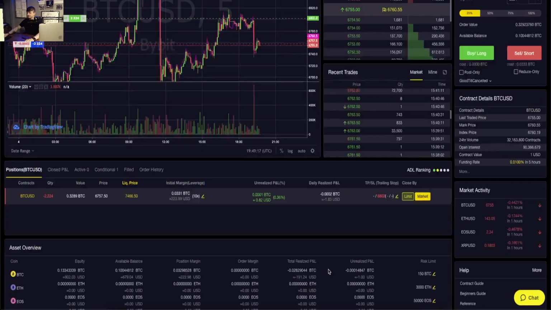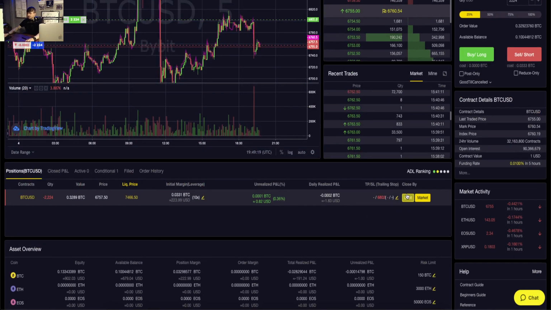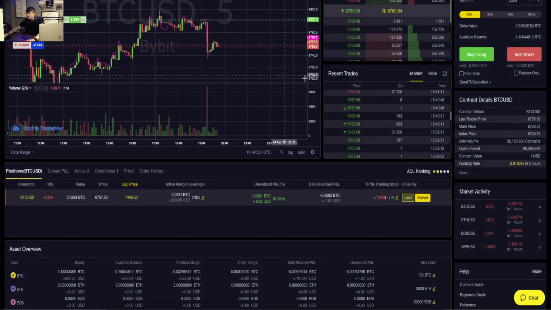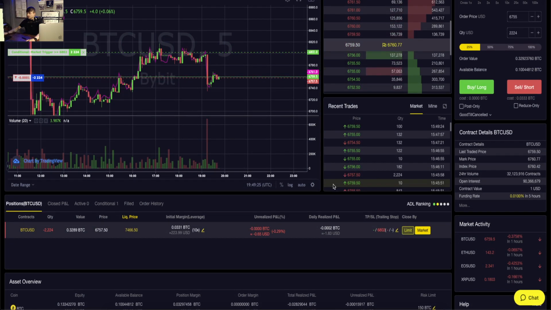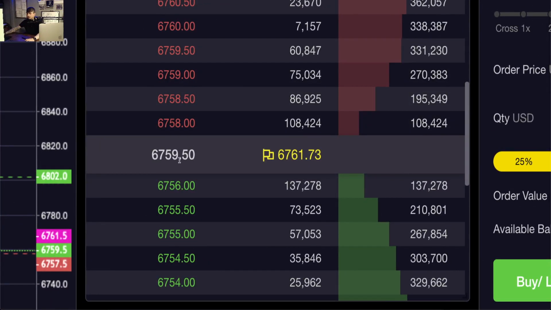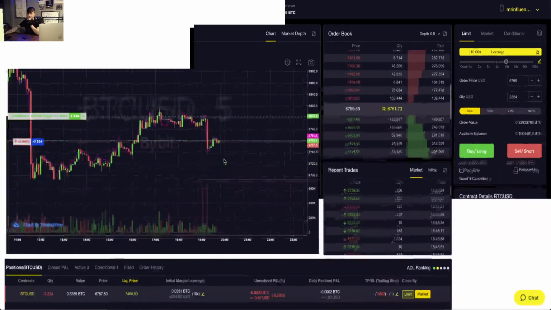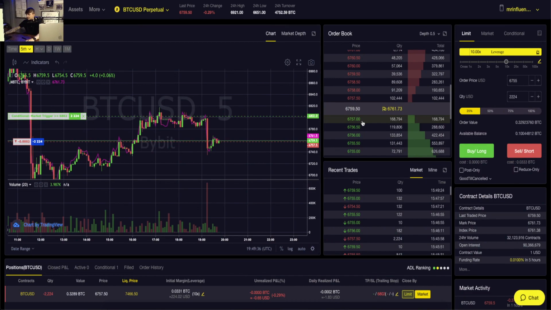So let's just say I want to close this now. We're going to go limit. What's the current price? If you want to look at the current price, you have it right here. Can we zoom in? You have it right here, 6,759. This is the market price. So we want to sell it at limit.